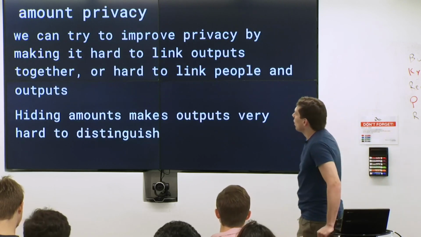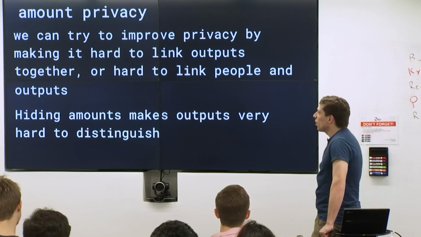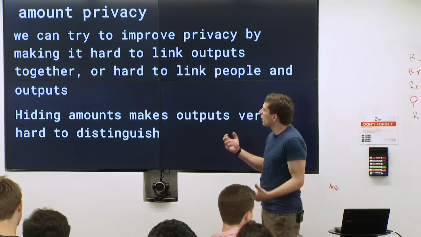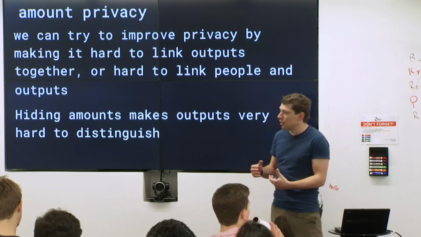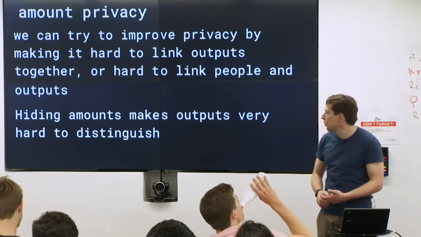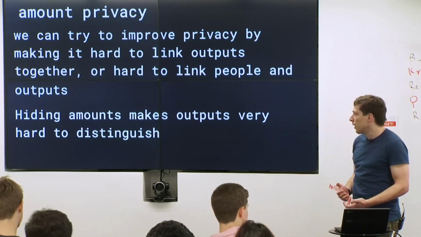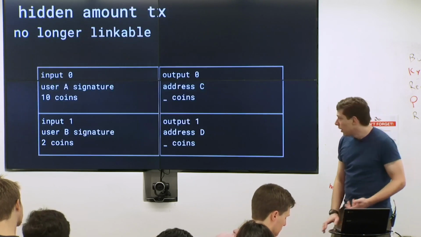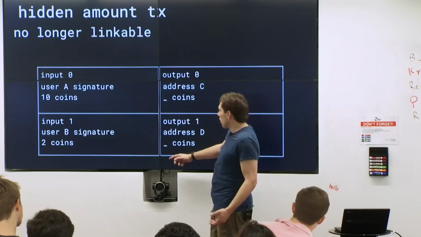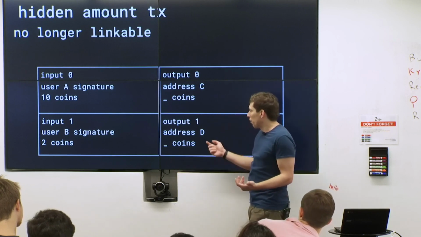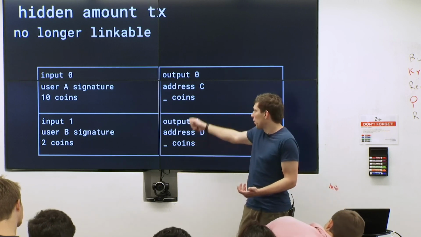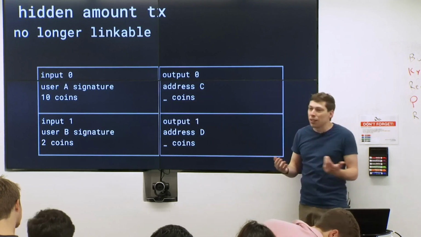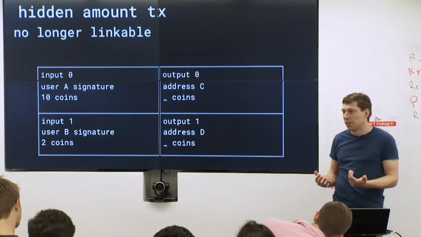Okay, so yeah, it also helps with privacy, right? You're trying to make it hard to link different outputs to each other, or link the outputs to a specific person, and hiding the amounts makes them really hard to distinguish, right? So if you don't know the amounts, they become completely uniform, where this is just a completely random address. I have no idea how many coins there are. I have very little way to distinguish between these outputs.